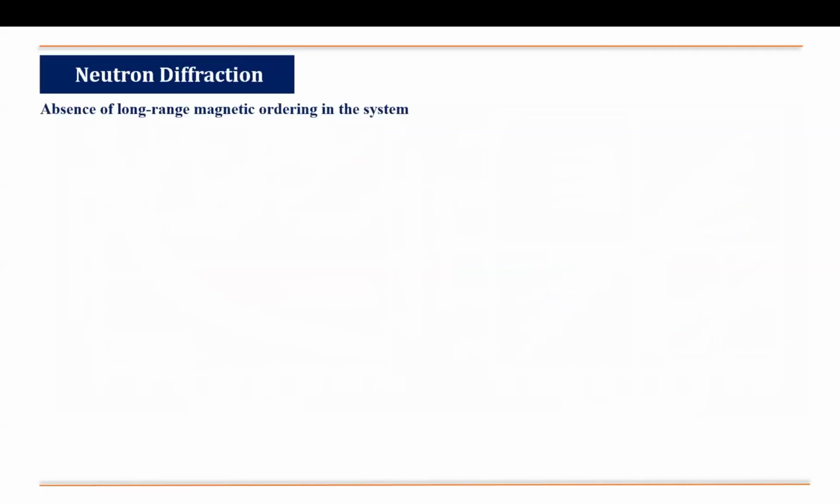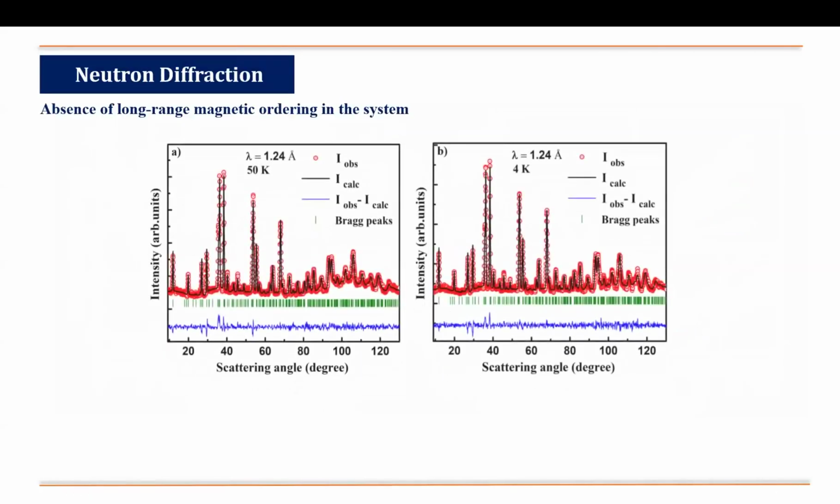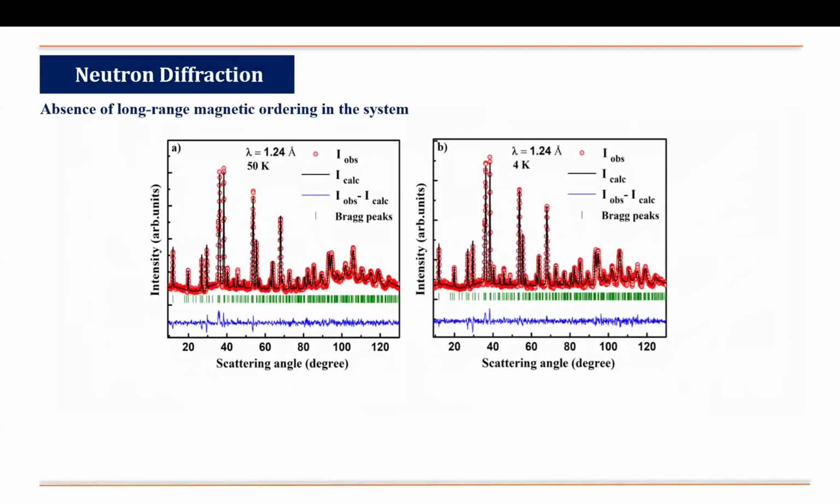For further measurements, we have done neutron diffraction. And the analysis of neutron diffraction says that there is no long-range magnetic ordering in the system. We have traced the diffraction profiles at two temperatures, 50 Kelvin as well as 4 Kelvin, that is one temperature above the transition temperature as well as one below the transition temperature. But we couldn't observe any long-range magnetic ordering in the system.